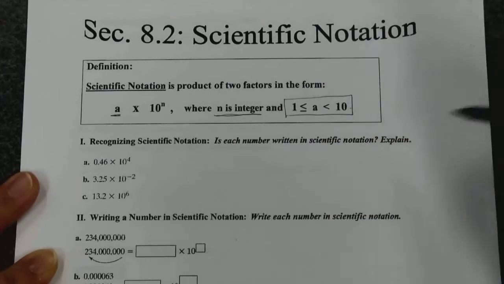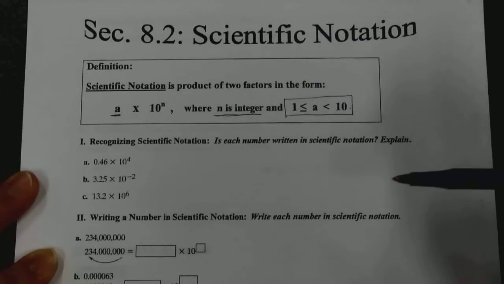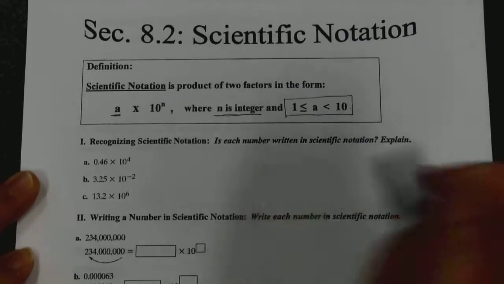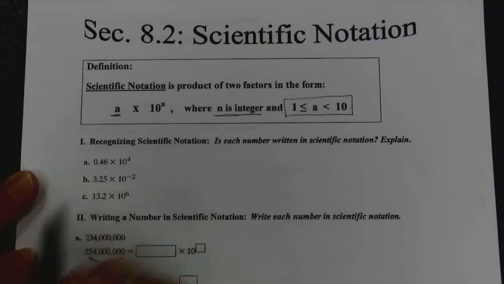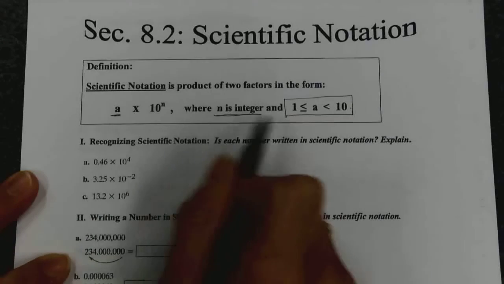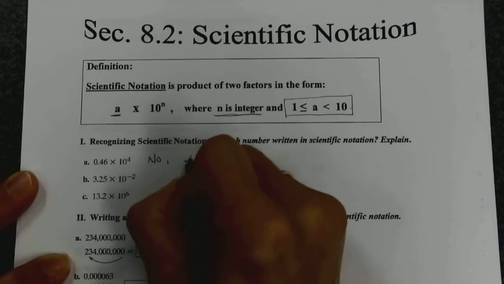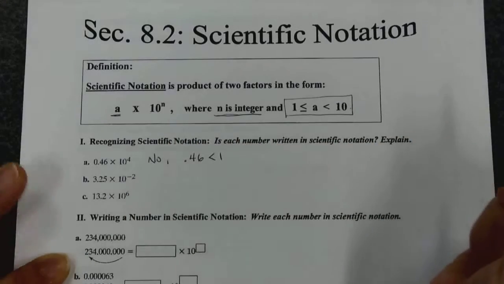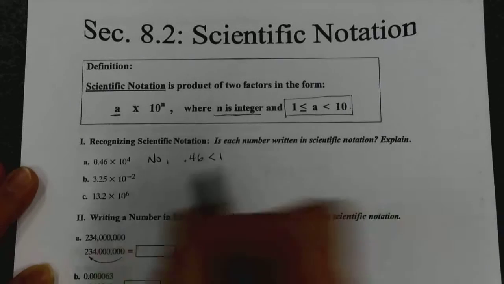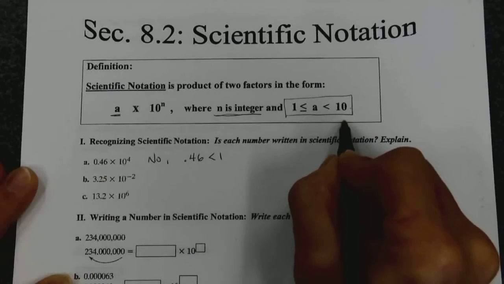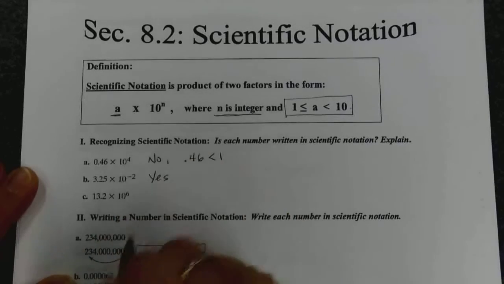Some of the questions we're going to be dealing with today are whether something is scientific notation or not. Looking at 1a, it's 0.46 times 10 to the fourth. You have to look at this a right here, and that a is below 1, so this is not scientific notation. You would say no, because 0.46 is less than 1. Looking at b, this one is 3.25 times 10 to the negative second. 3.25 is between 1 and 10, so this is a yes, it is scientific notation.